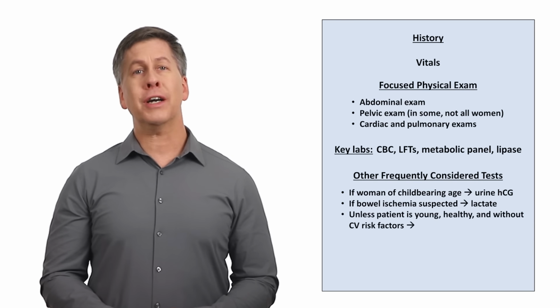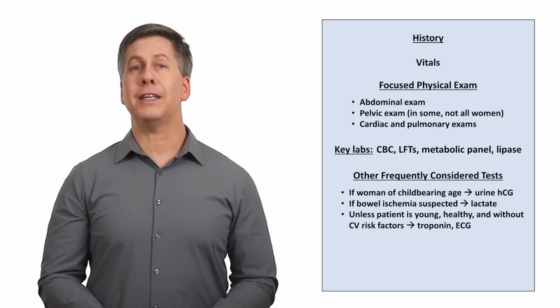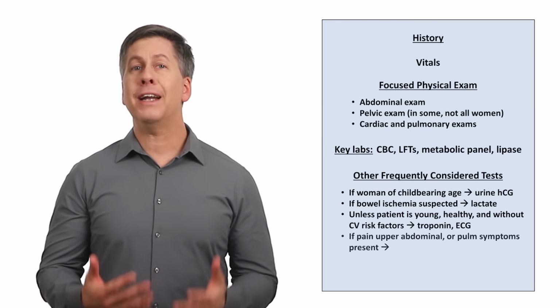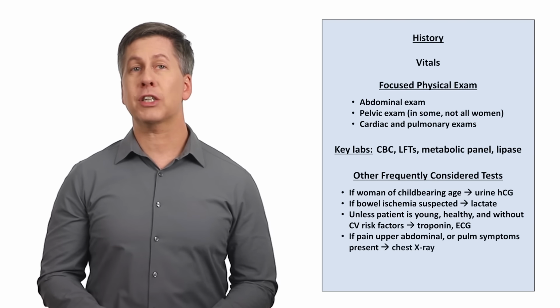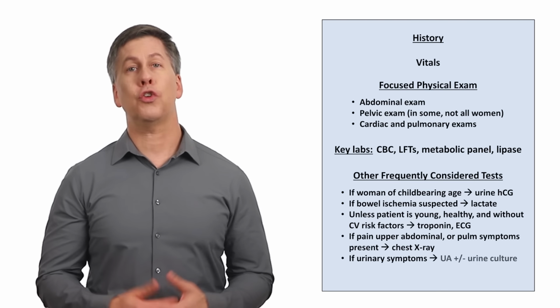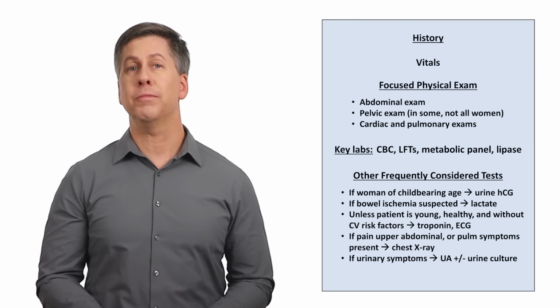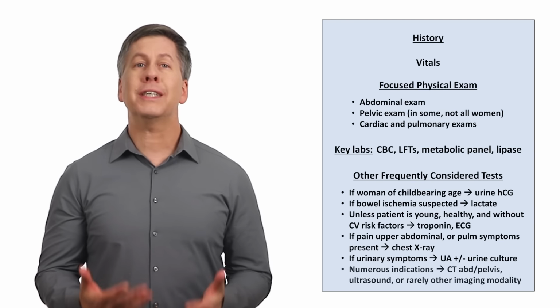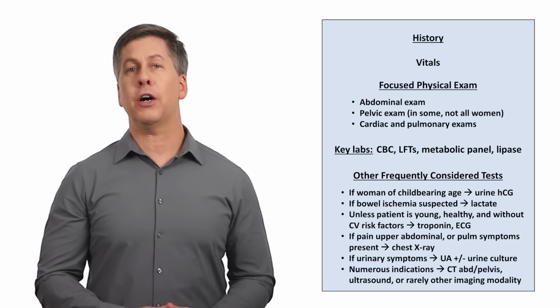Unless the patient is young, healthy, and without cardiovascular risk factors, order a troponin and an ECG to rule out acute coronary syndrome. If the pain is upper abdominal or the patient has concurrent pulmonary symptoms, order a chest x-ray. If the patient reports either dysuria or hematuria, check a UA plus or minus urine culture depending on suspicion for a urinary infection. And there are numerous indications for either a CT, ultrasound, or rarely other imaging modality.